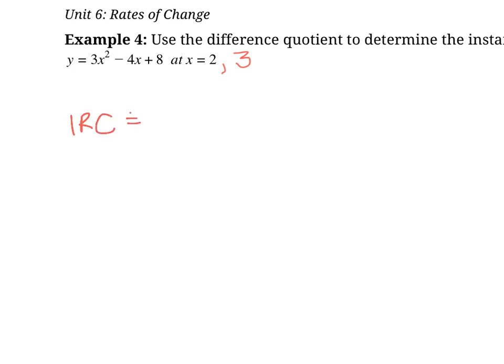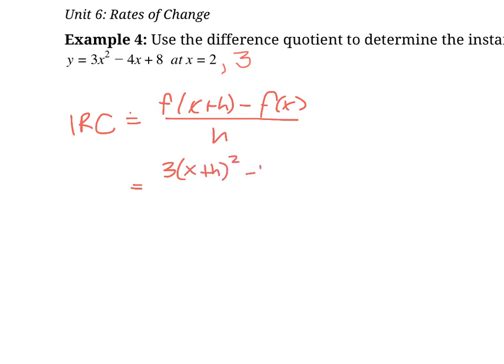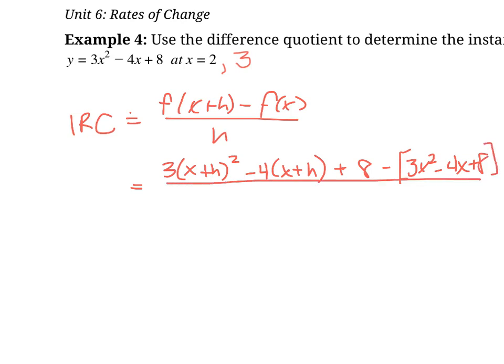The difference quotient says it's going to be f at x plus h minus f at x all over h. And we just plug in our formula there. Every x we're going to replace with x plus h. So 3 times x plus h squared minus 4 times x plus h plus 8, and then subtract the regular function, just f at x: 3x squared minus 4x plus 8, all over h.